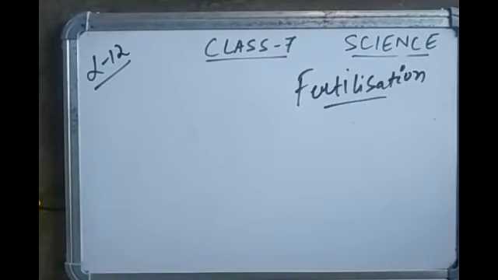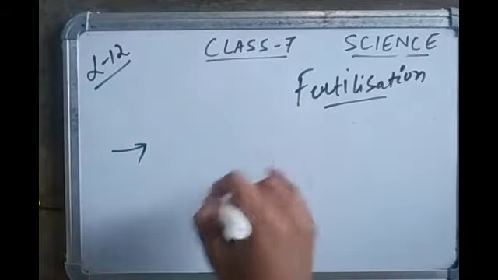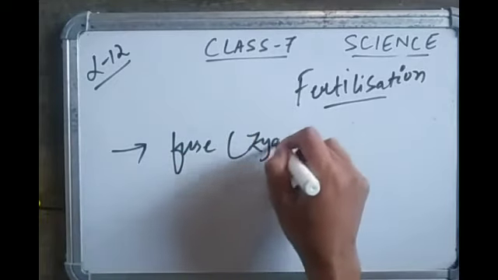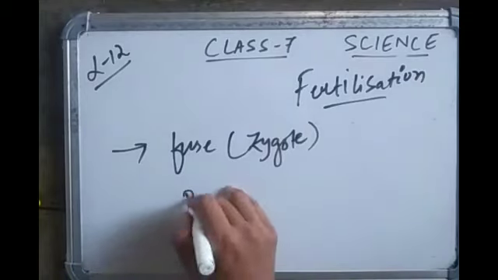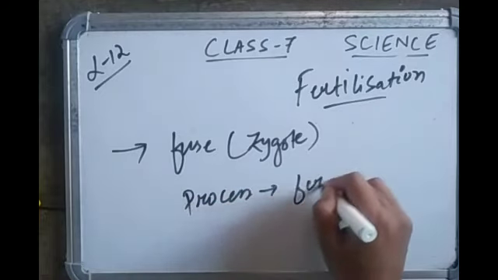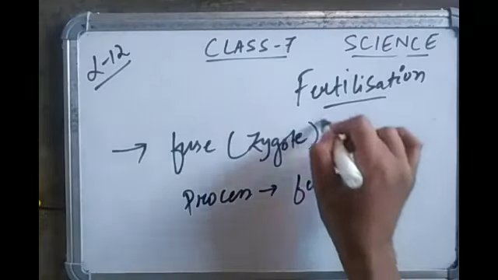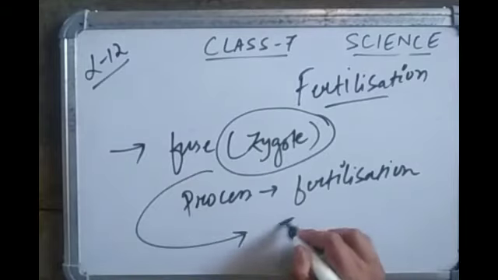Then fertilization: the cell which results after fusion of the gametes is called a zygote. When the male gamete and the female gamete fuse, a zygote forms. The process of fusion of male and female gametes is called fertilization. The zygote develops into an embryo.